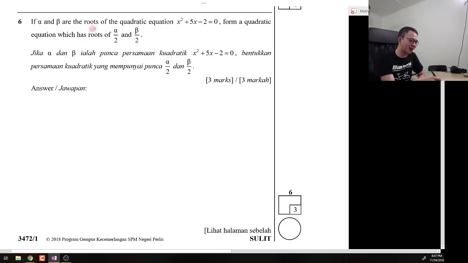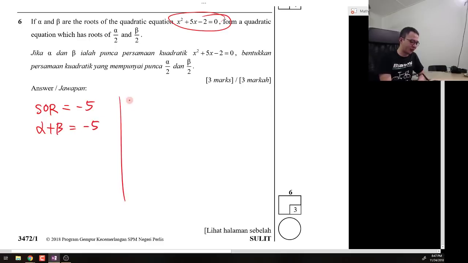They say that alpha and beta are the roots of this equation. So from this equation itself, I know the sum of roots will equal negative 5, right? Negative b over a, and a is 1. Since my roots are alpha and beta, I will add them together: negative 5. And then I will do my product of roots. The product of roots is just negative 2. Product of roots means the two roots multiplied by each other, right? Negative 2.